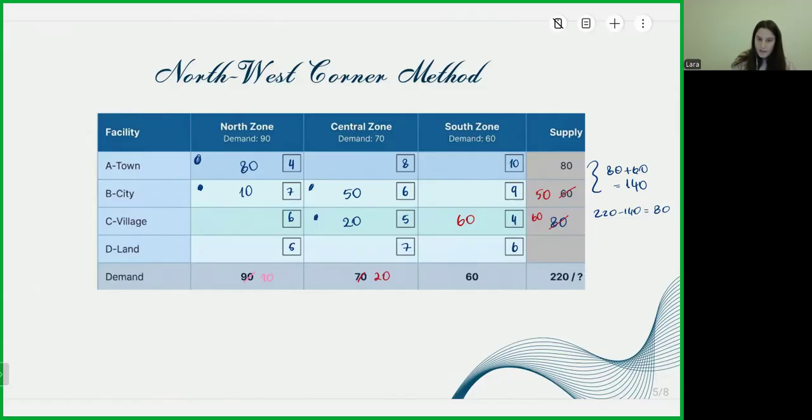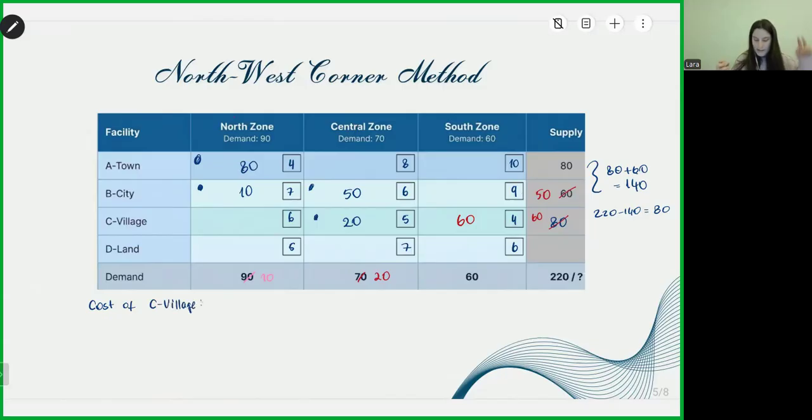As you can see, the squares in each cell have numbers in them. That's actually the cost of allocating one unit to that specific zone from a specific facility, which we have seen from the table before. So what I'm going to do is the cost of opening C village.